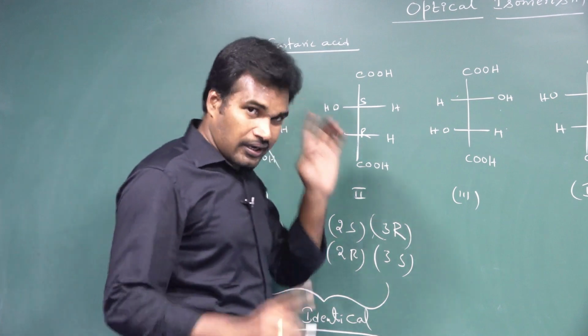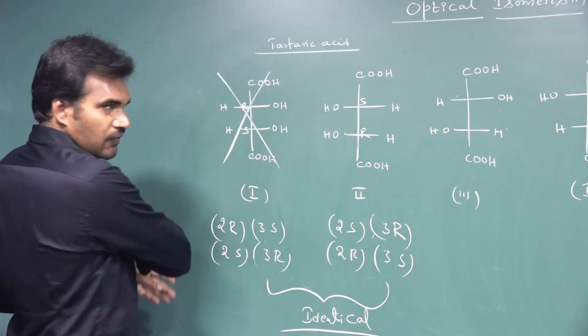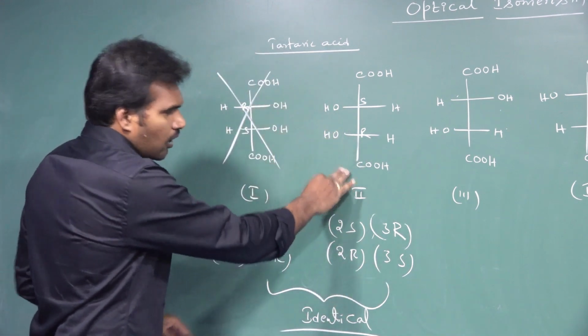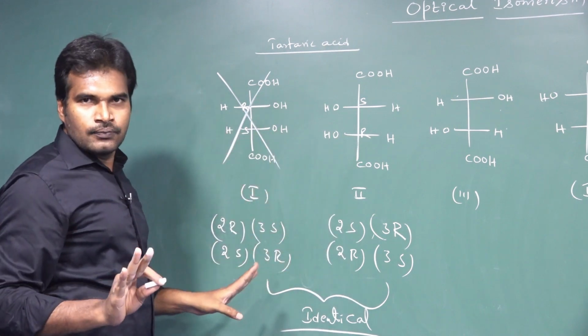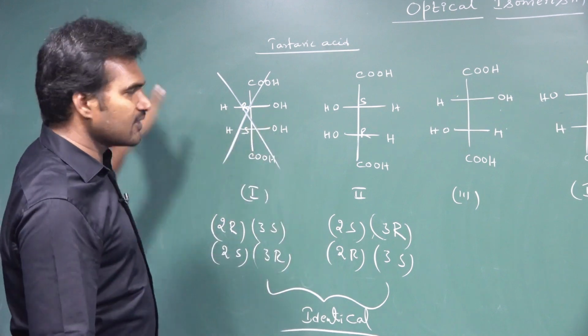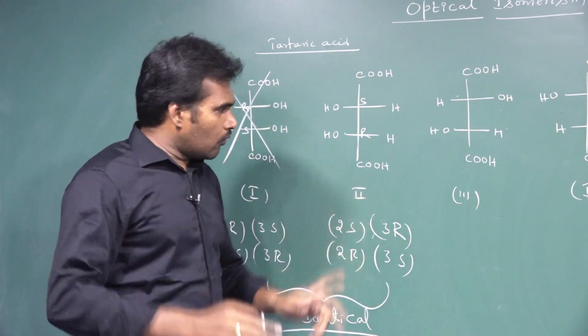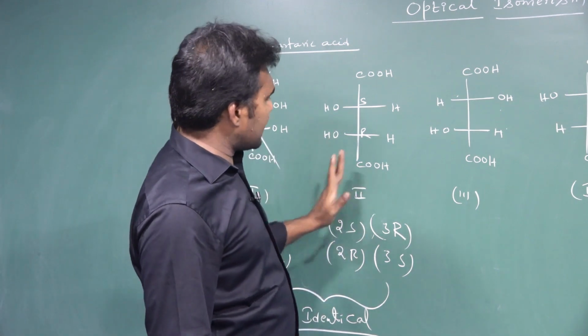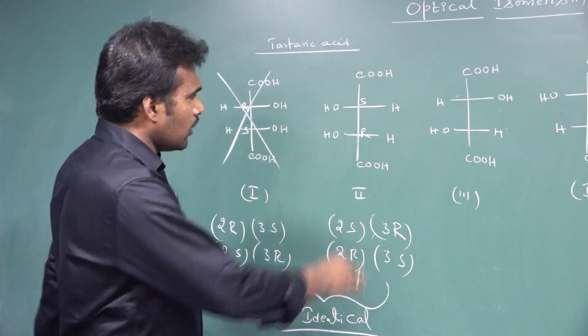Now, understood why we are eliminating the first compound? First compound, second compound, both are identical. If they are identical, one structure is enough. That is why I eliminated the second. Clear? Now, if you check the second and the third, now you give me the configurations.